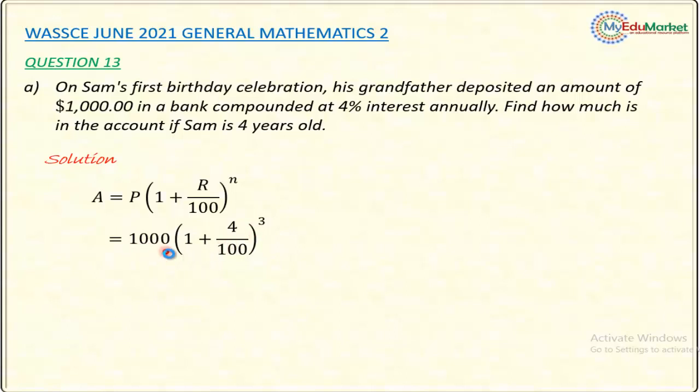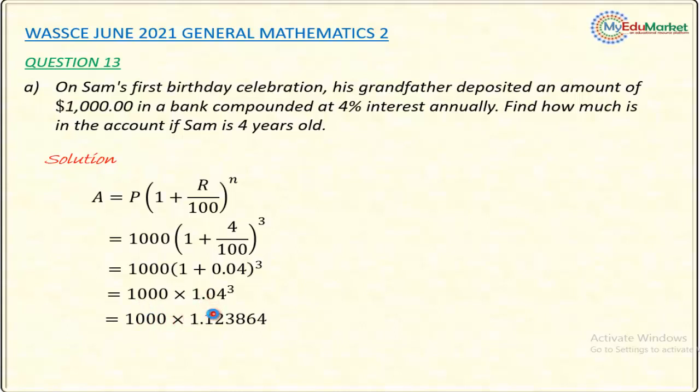So I have 1000 times bracket 1 plus 4 over 100, everything raised to the power of 3. So I'll try to divide 4 by 100 now. 4 by 100 will give the answer 0.04. And next I'll add 1 and 0.04 to get 1.04. Then next I'll take this to the power of 3, 1.04 raised to the power of 3, then multiplied by 1000.